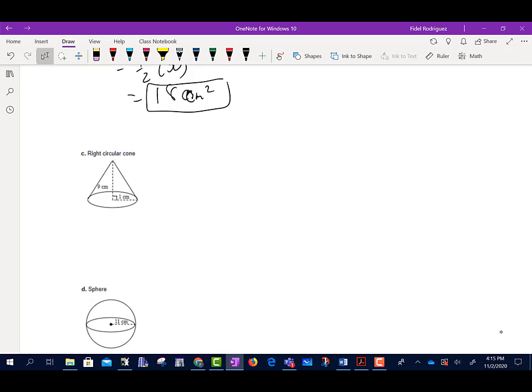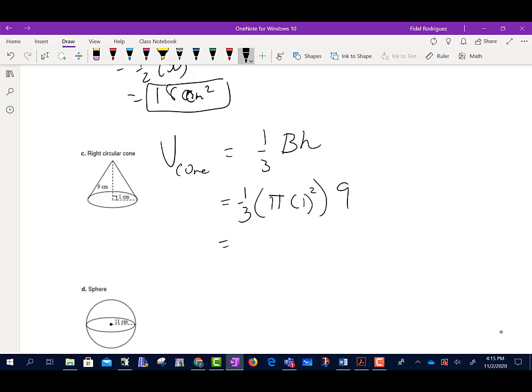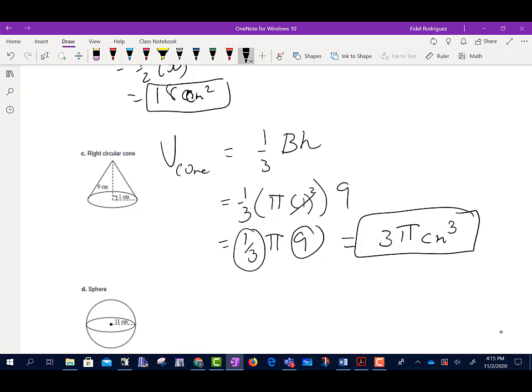All right, so here we just have a regular cone, and remember, we did it for a cone earlier, and it was 1/3 base times height. 1/3. The area of the base we said was pi times r squared, and r in this case is 1 squared, times the height, which is 9. So this is 1/3 pi. 1 squared is just 1, and 1 times 9 is 9. And so now I'm just going to figure out what is 1/3 of 9, and that is 3 pi. This is centimeters cubed. Okay.